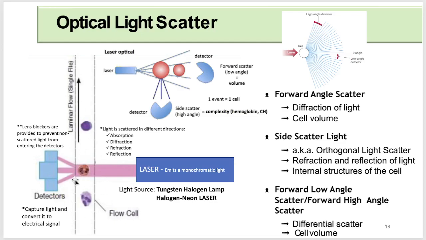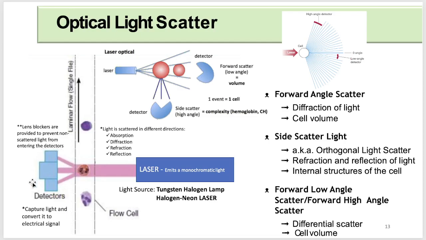Meron tayong flow cell, dito dadaan, or laminar flow, which is a single file, isa-isa ang ating cells. Meron tayong WBC, ito yung mga WBC natin. Meron tayong lasers sa side, your laser that will emit a monochromatic light. Again, your laser will emit a monochromatic light. Ano yung different light sources natin doon? We have your tungsten halogen lamp or your helium neon laser. That's it. Simple as that. Laser, Doc Von, mag-i-emit ng light. Tapos, dadaan yung cells, matatamaan.